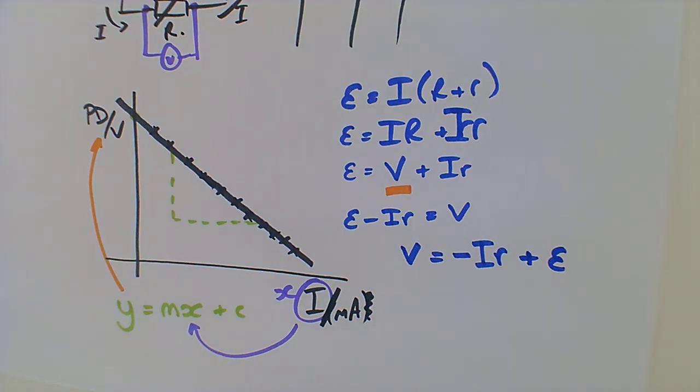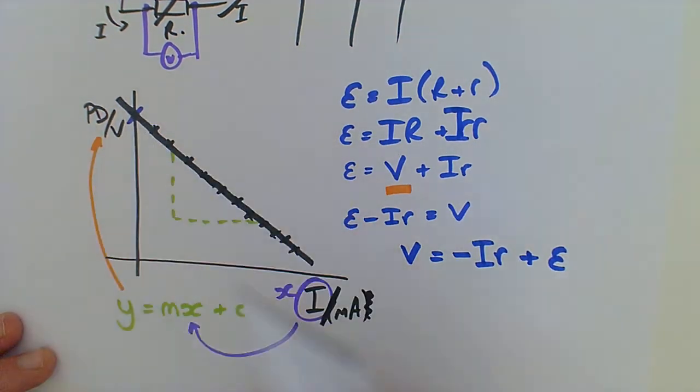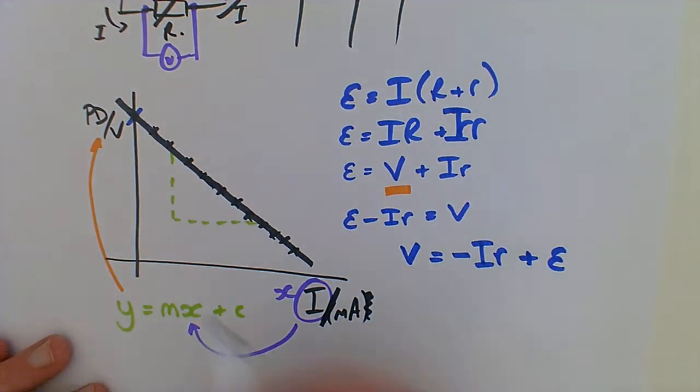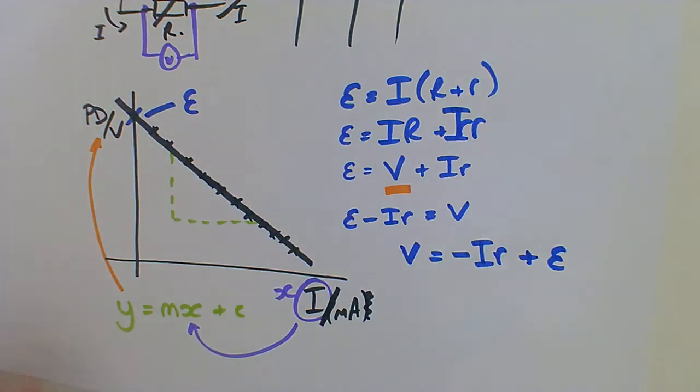So hopefully you can now see that the y-intercept up here is now epsilon. The y-intercept is the EMF with no current acting. Alright, so that's a useful piece of information. The y-intercept is the EMF with no current.